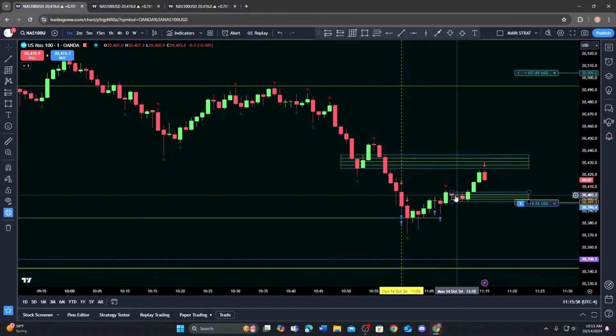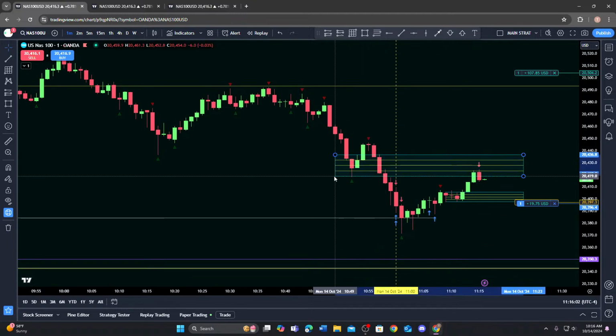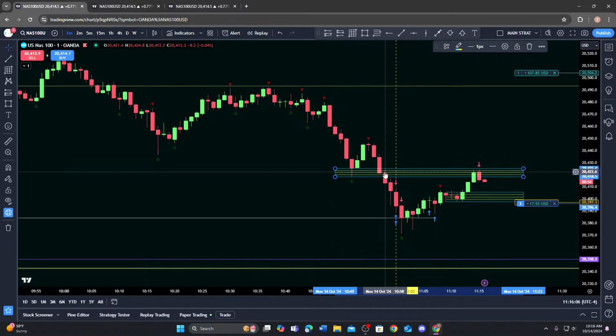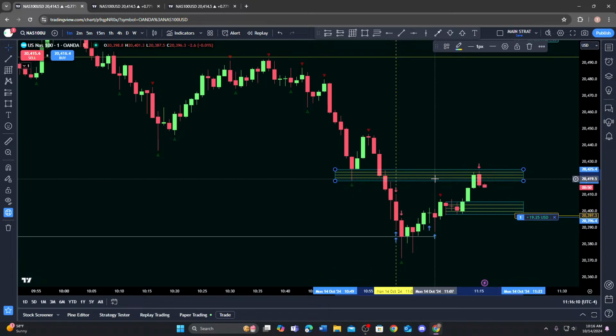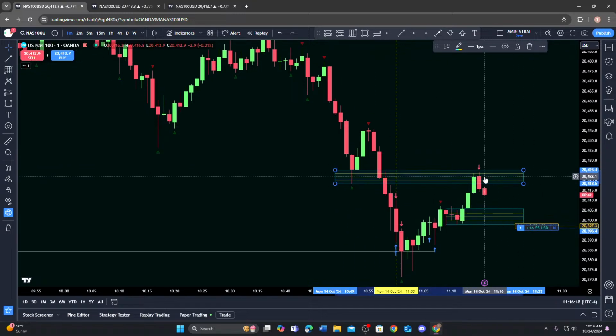All right, so now we are rejecting off of this. This is a breaker. I'm not sure. Don't quote me on that, but I think this is a breaker. So we got a breaker. Or not a breaker, I don't know. Mitigation block, that's what it is. I'm sorry, mitigation block. Came back, got into the midpoint of that wick.